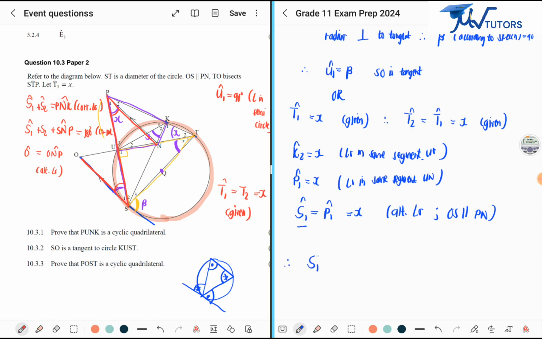So therefore, because S1 is equal to X, because we're still going to look at this big triangle over here, and we know that T1 is equal to X.